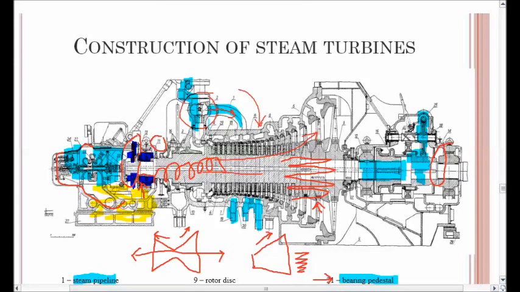Yeah, that's for the session. Hope it has helped you in understanding at least the steam turbine's construction. In the next session, we will be moving on to the control valves and the major controls that we do in a steam turbine. Thank you.